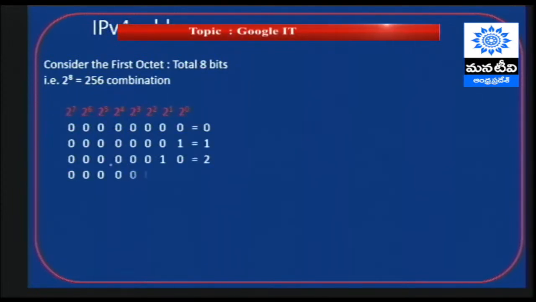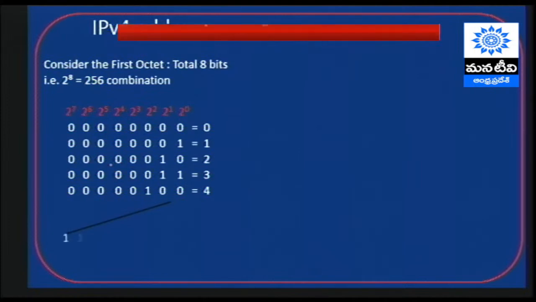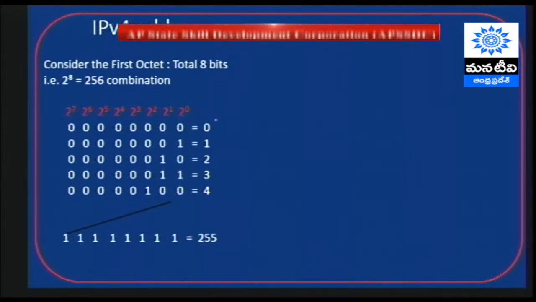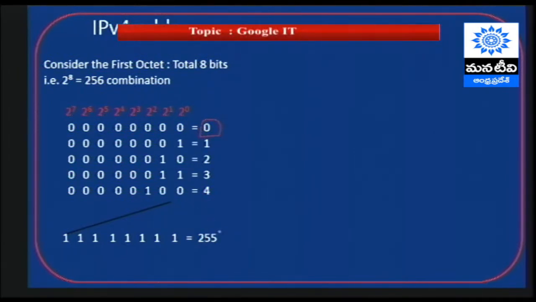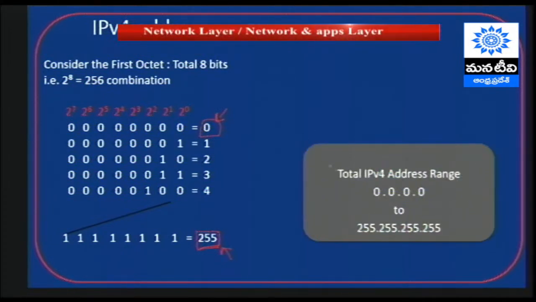So this is the range that we just mentioned. The minimum value for every octet is 0. You can see here, when all the bits are 0, the value is 0, and when all the 8-bit values are 1, it is 255. So by substituting this value 0 in all the 4 octets and this value 255 in all the 4 octets, we get the total range of IPv4 addresses.